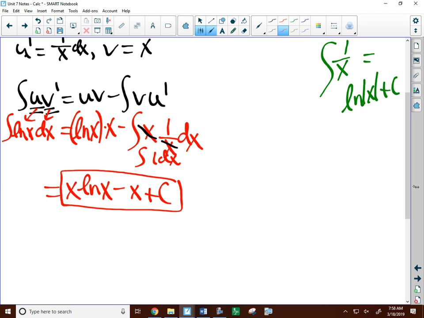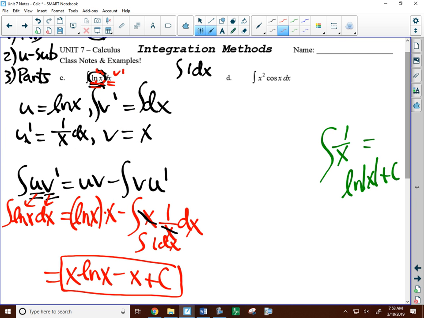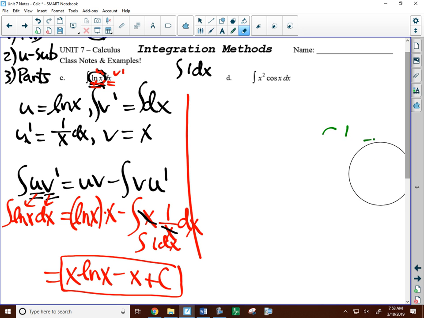If it wasn't 1 over x, it probably would have worked unless it would have created a polynomial we could have done. So again, what's interesting on this one too is you choose u as the only thing up there, and all that's left for v prime is dx. It still works out. Well, one more. Anything I can answer on that one? Okay. One more. x squared cosine x dx.